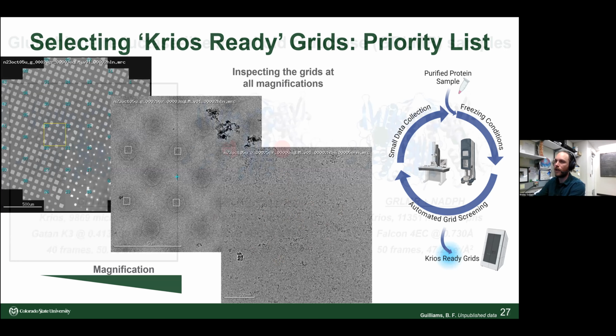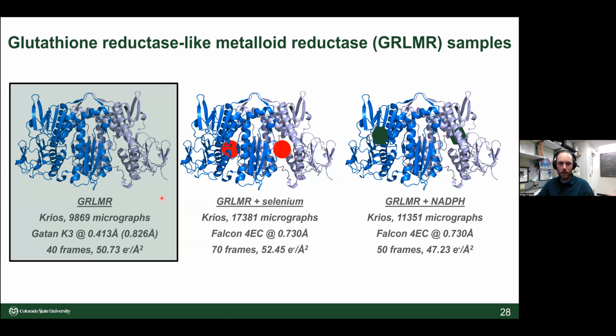Okay, so after this, I applied for the Krios access at NCCAT. Ultimately, I came back to screen some more samples for these second and third experiments.